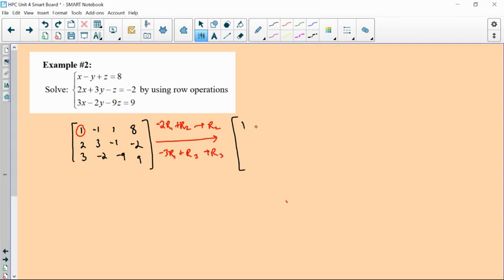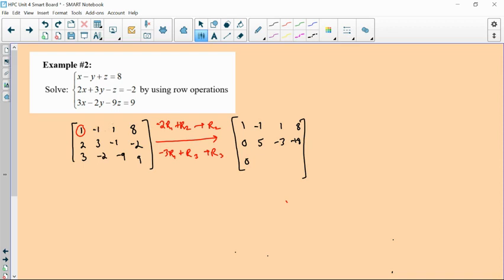So 1, negative 1, 1, and 8. And then this will be negative 2 plus 2, which is 0. Negative 2 times negative 1 is 2, plus 3 is 5. Negative 2 times 1 is negative 2, plus negative 1 is negative 3. This will be negative 16 plus negative 2, which is negative 18. And then this one will be negative 3 plus 3, which is 0.